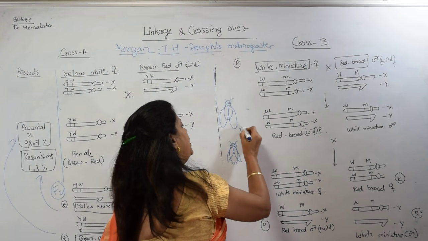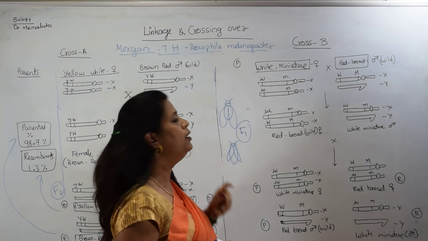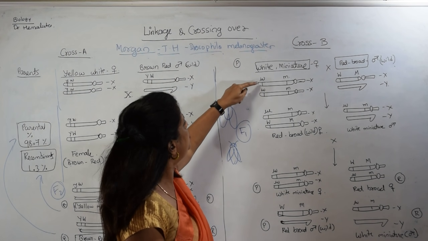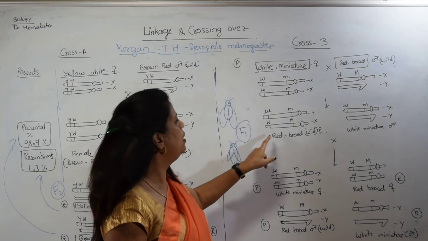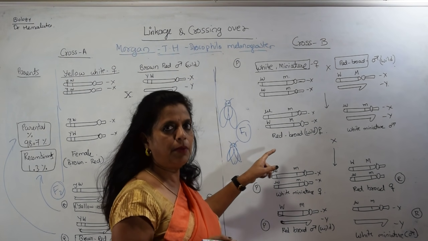Now in the F1 generation, I am writing this in the F1 generation. So you have to write all combinations: the small w small m combining with the capital W capital M. This is the recombinant. F1 hybrids are recombined ones, right?